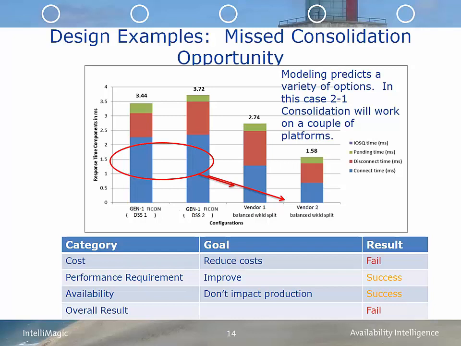In this case, the user chose to move from generation 1 to the next generation without any consolidation. The performance requirements were met, as well as the availability requirement. However, the opportunity for reducing significant costs to the infrastructure was missed. So overall, the design goals of the project resulted in a failure.